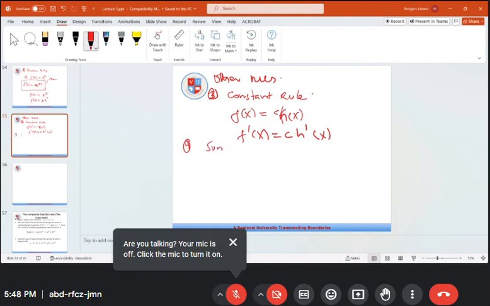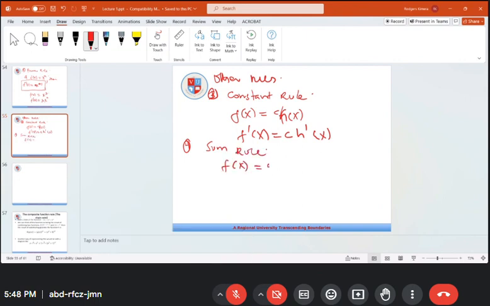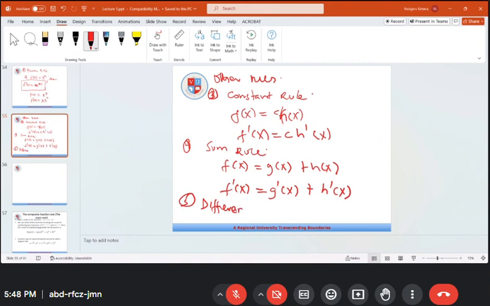We said we have the sum rule, and we said if you have functions and you're adding them up like this, then the derivative is basically the sum of the derivatives of the individual functions. Number 5, as we conclude, we had the difference rule. The difference rule, we basically change this one to apply to a minus.